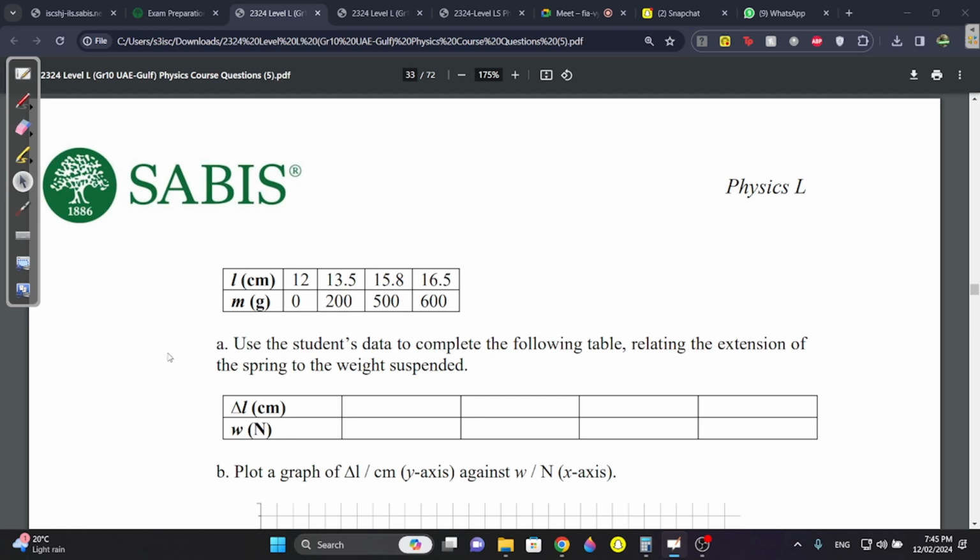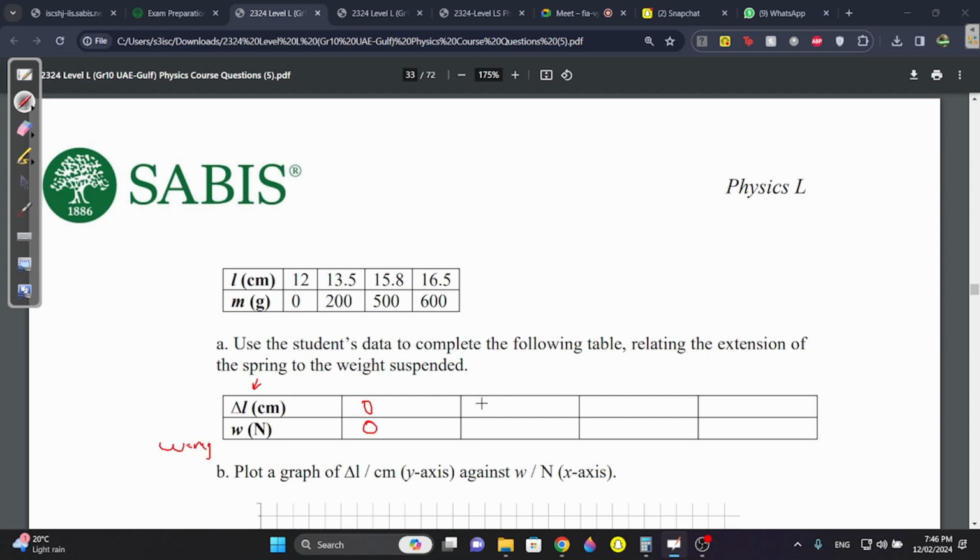Okay, delta L will be L final minus L initial, right? First thing, at 12 when you apply zero weight, obviously the delta L will be 0 because there's no change and you're applying 0 weight, so L final minus L initial will be 12 minus 12. That's 0. And obviously the weight will be 0. The weight, by the way, is W equals mg.